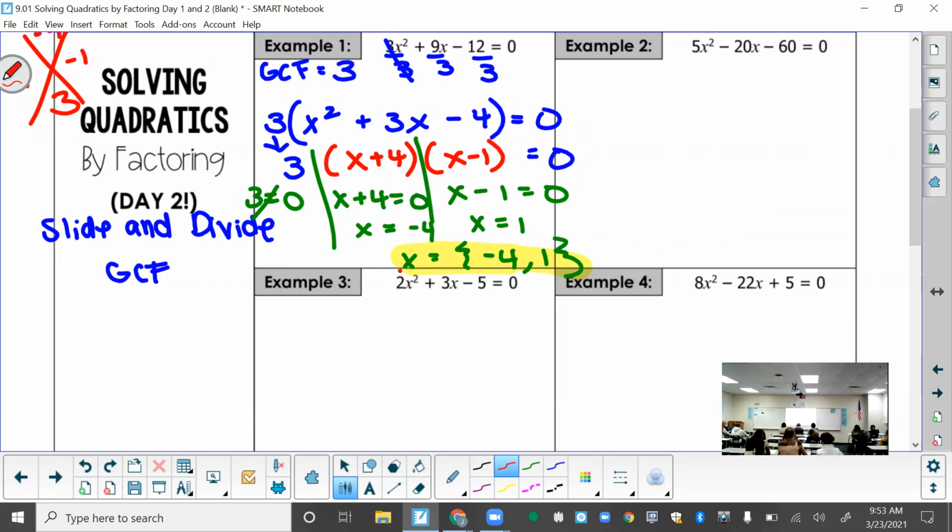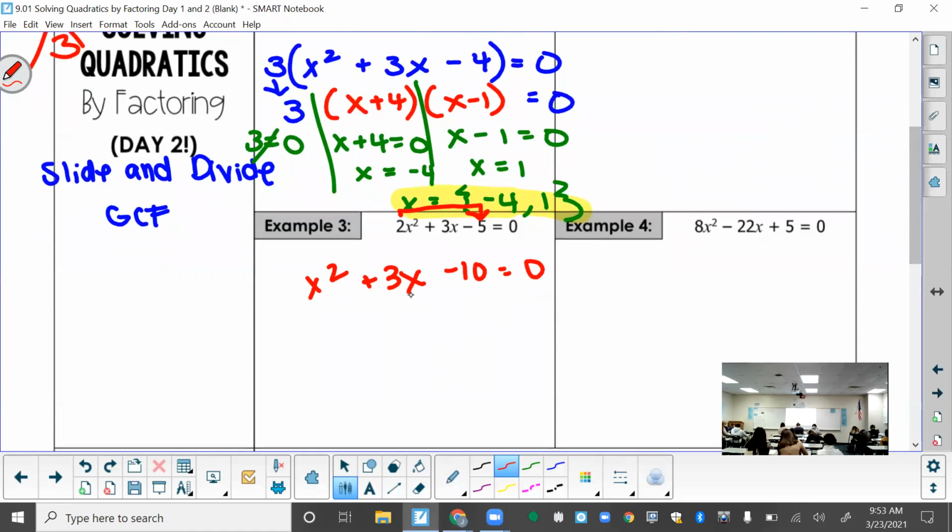So then slide that first number over to the last number and multiply it. What's 2 times -5? Good. Bring everything else down. So my new quadratic is x squared plus 3x minus 10 equals 0. Now, this is something we can factor using the diamond method. So set up your diamond. What numbers multiply to -10 but add to 3?